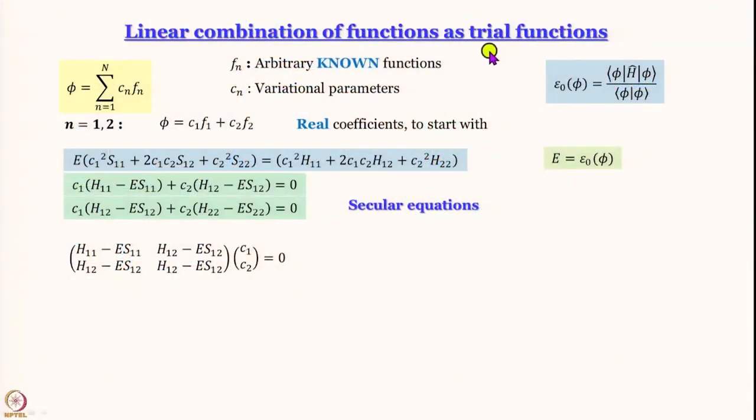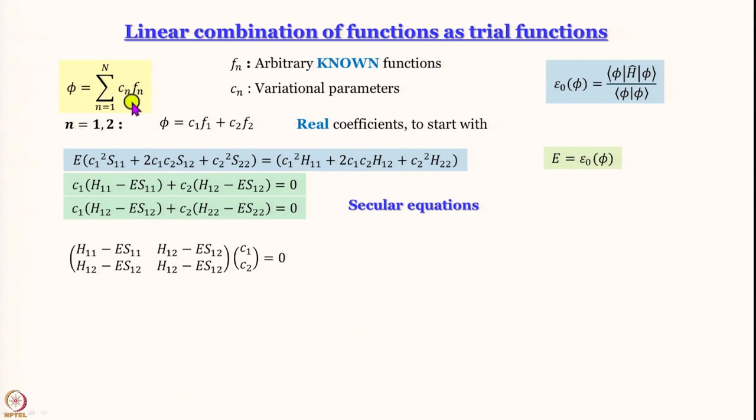In our discussion of the variation method, we have taken a few examples. Now we go back and see how we can nicely represent functions as linear combinations of other functions, and how this gives us a better result for energy in the case of our good old particle in a box. So this is something we have covered already. We have said that it is possible to express trial functions as linear combinations of other functions.